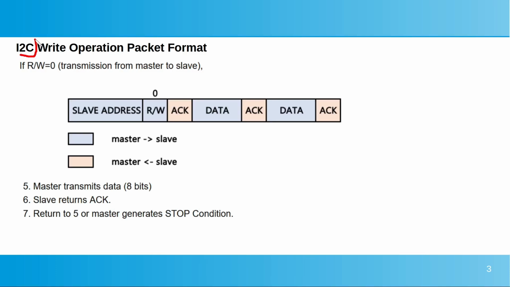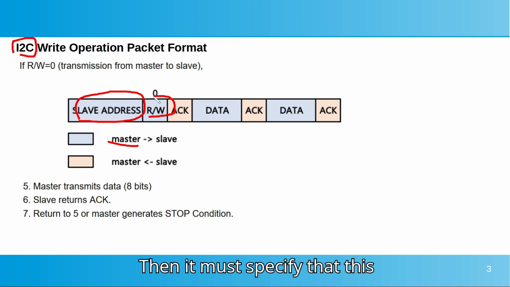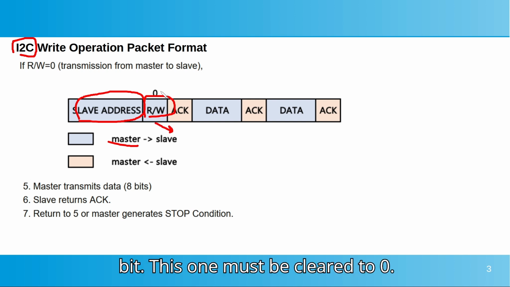This is the I2C write packet format. The master must specify the slave address. Then it must specify that this is a write packet. This is done via this read and write bit. This one must be cleared to 0.